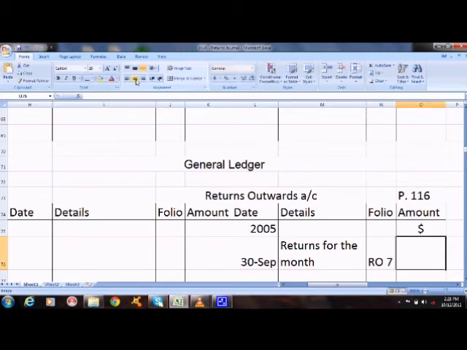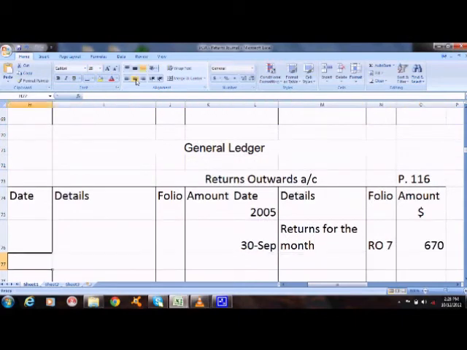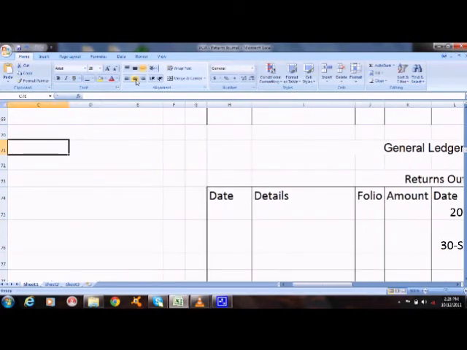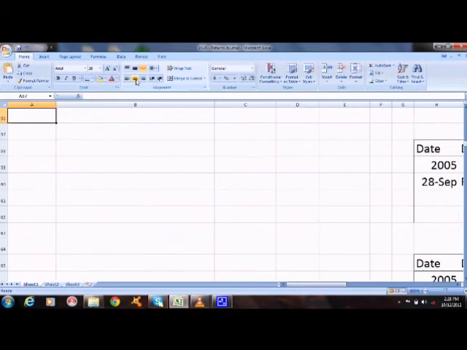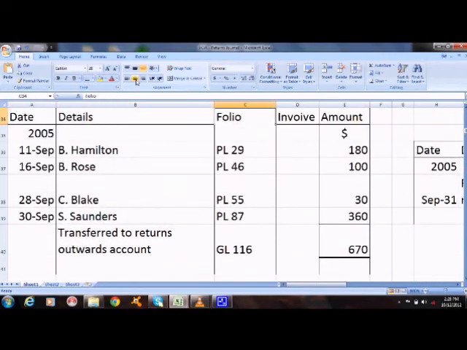RO7, and the amount is $670. So there you have it for the returns outwards journal and posting the returns outwards account.